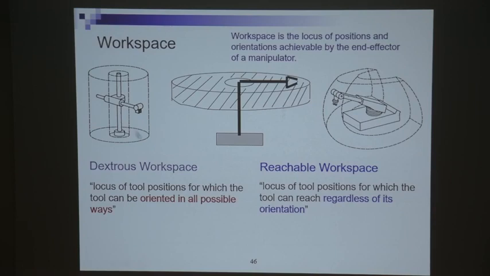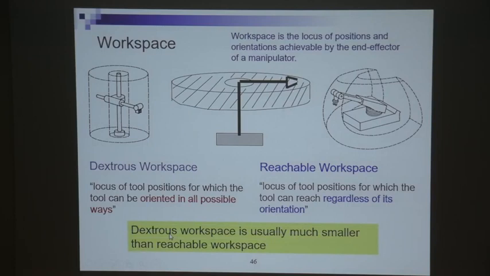With that, we can say that the dexterous workspace is usually much smaller than the reachable workspace. Because for a reachable workspace, you don't have the requirement that for that particular point you have to reach in all orientations and all configurations of your manipulator. If you can just reach the point, you will be fine. So this is the difference between the dexterous workspace and the reachable workspace.